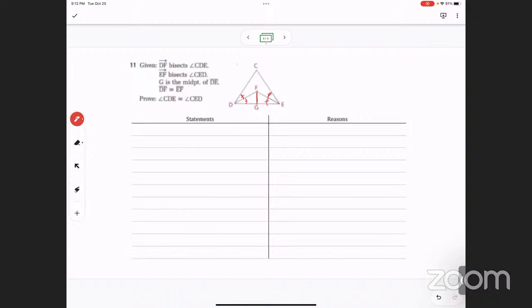G is the midpoint of DE. Well, that means that this equals this, right? Definition of midpoint. And then DF and EF are congruent. That's nice that they gave us that. So these are congruent to each other. So close. If only we knew that those angles were equal to each other. Oh, wait. Maybe we know that. CDE.